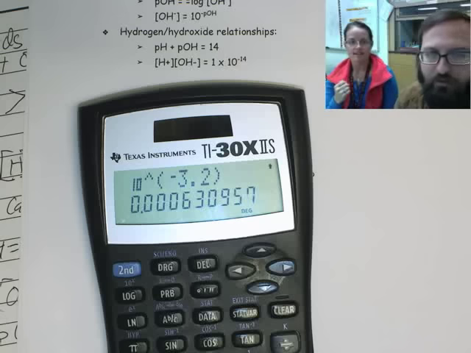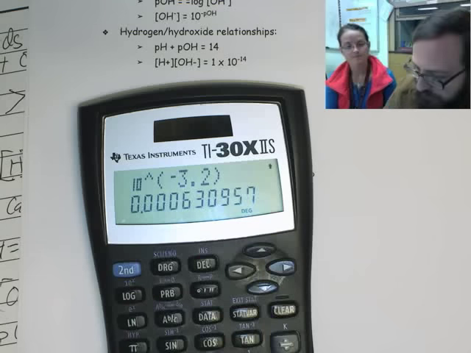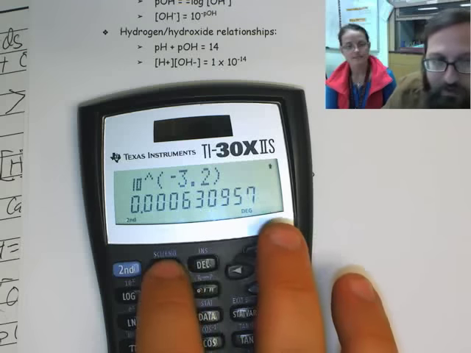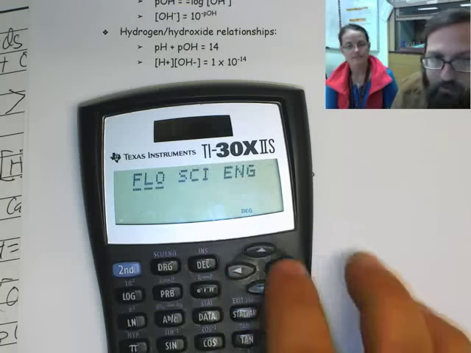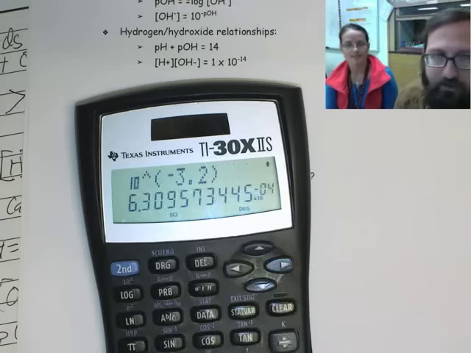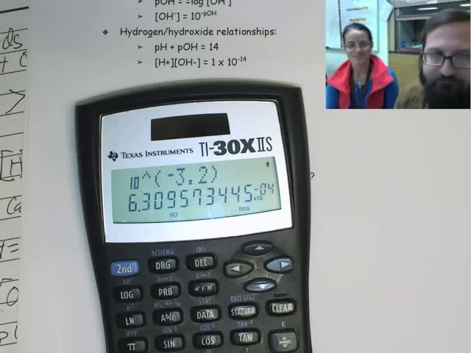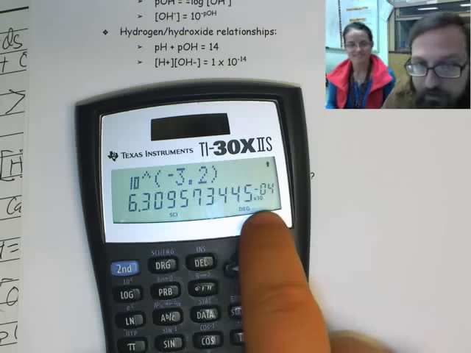There we go. I think that needs to be in scientific notation. And to put it in scientific notation, you hit the second button, and then next to it you see Scientific English. Pop over to scientific notation and hit enter. I love it when the calculator does it for you. So it's 6.3 times 10 to the negative 4.